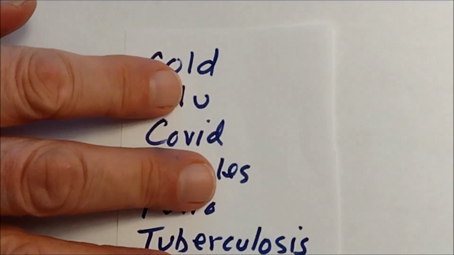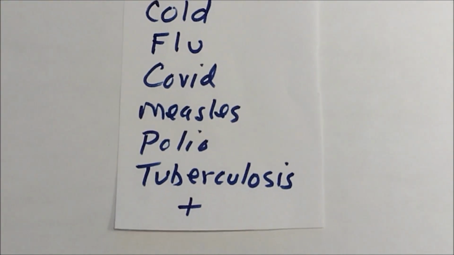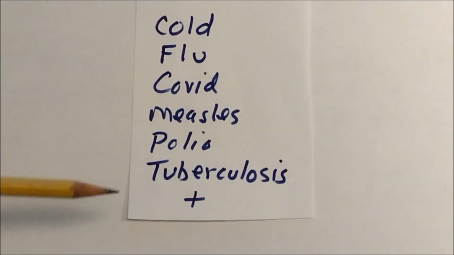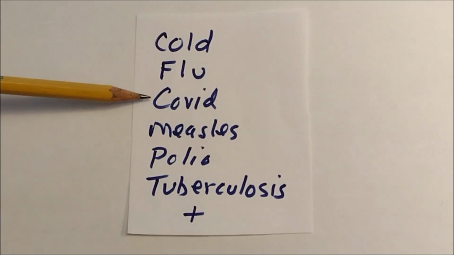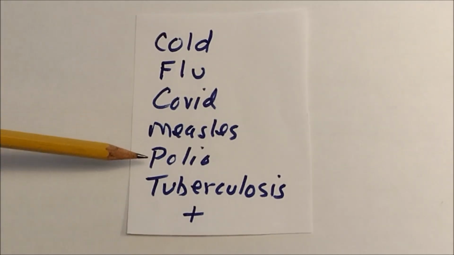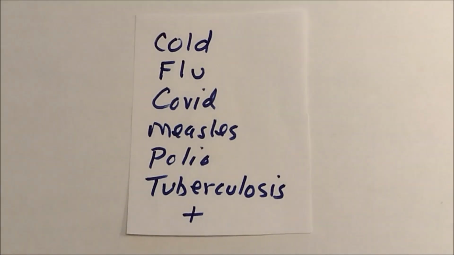To give you an idea of the kinds of infectious diseases that we'll look at in our next module, these are all caused by germs, and you might be familiar with them. Common cold, the flu, COVID, measles, polio, and tuberculosis, all caused by either viruses or bacteria. But today, we're going to be taking a look at these.